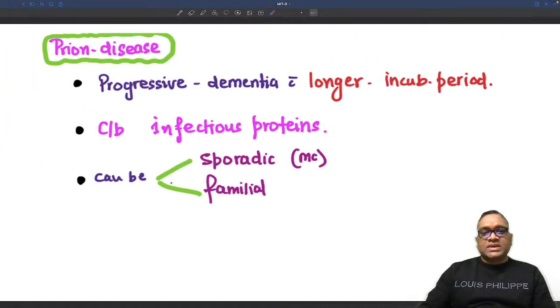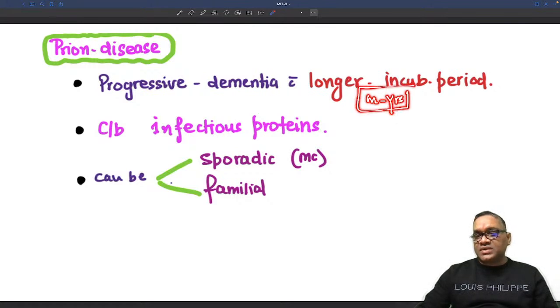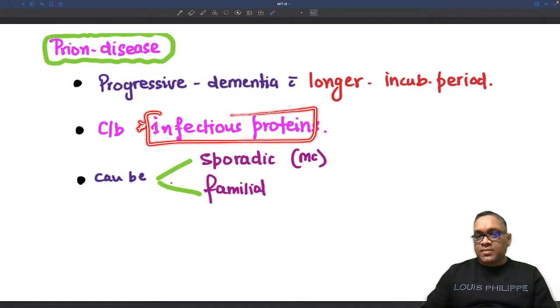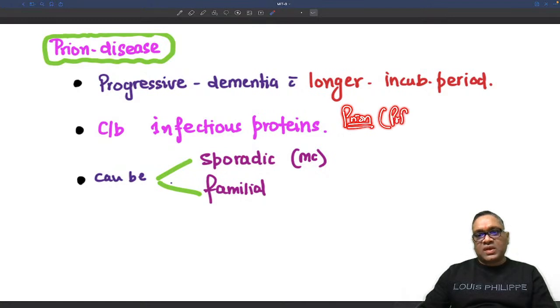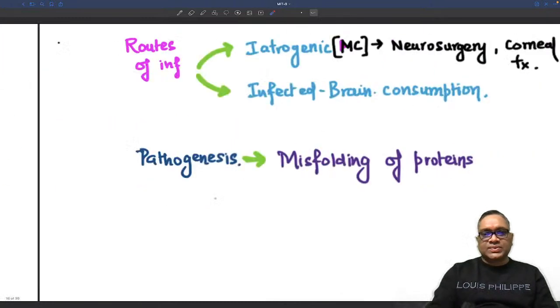So let's see something about prion disease. Prion disease is a progressive dementia with a longer incubation period. It may vary from months to years, so that is very, very important. That is why it is written longer incubation period. What is this caused by? It is caused by an infectious protein, right? That infectious protein is the prion, which we have seen, PrPSc. It can be sporadic most commonly, and it can be familial also, right?